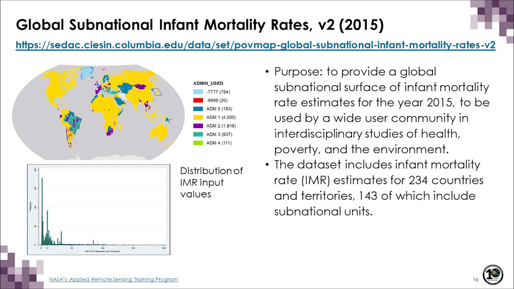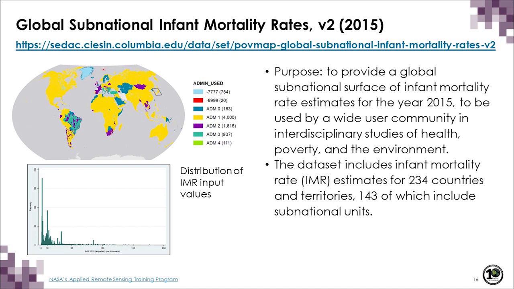Another vulnerability-related dataset is the Global Subnational Infant Mortality Rate version 2 for 2015. It was created to provide a global subnational surface of infant mortality rate estimated for the year 2015, to be used by a wider user community in interdisciplinary studies of health, poverty, and the environment. The 2015 dataset includes infant mortality rate, or IMR, estimates for 234 countries and territories, 143 of which include subnational units.